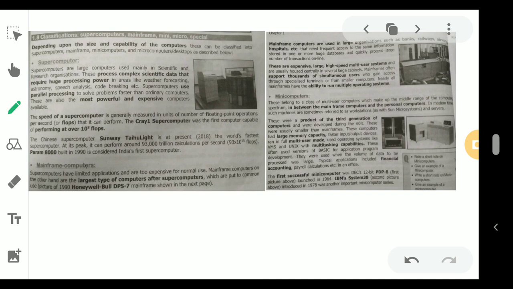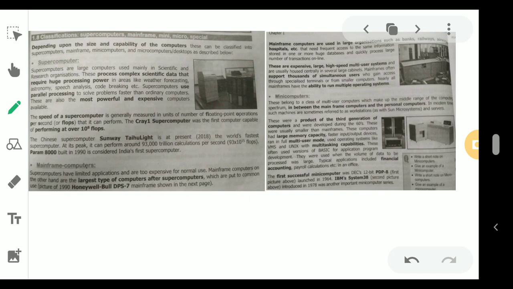Now let's talk about mainframe computers. Supercomputers have limited applications and are too expensive for normal use. Mainframe computers, on the other hand, are the largest type of computer after supercomputers and are put to common use. Honeywell DPS-7 is an example of a mainframe computer.